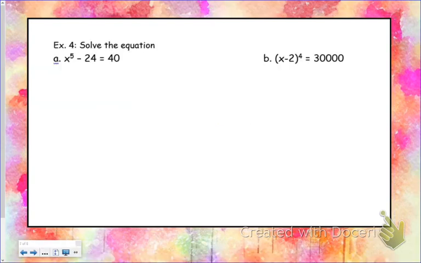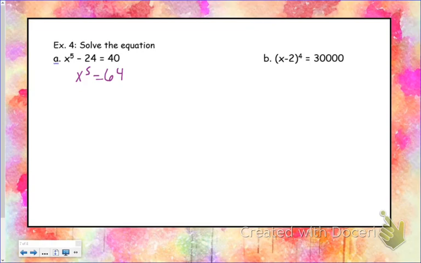So the last one we're going to look at are just some basic equations. We're going to do some harder ones later on, but for now we're just starting with a basic equation here. So what I'm going to do is get x by itself, so I'm going to move that 24 to the other side. All right, I'm going to take the fifth root of negative 64.